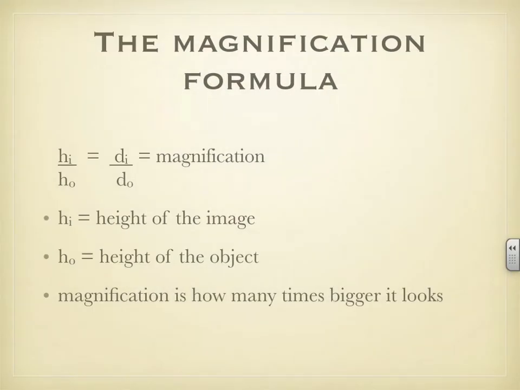There's also a magnification formula, and that says hi over ho is di over do. And that equals the magnification, which tells me that I can either use hi over ho or di over do to tell me how much bigger it gets. And so hi, of course, is the height of the image, and ho is the height of the object. And so this will give you a number like 3.2, which means it's 3.2 times bigger.